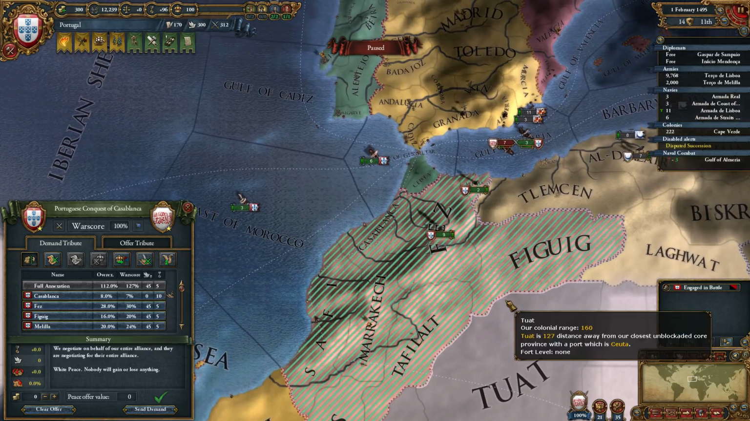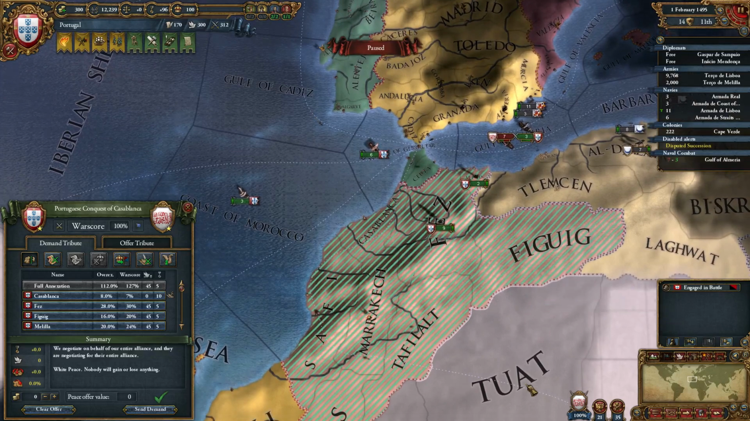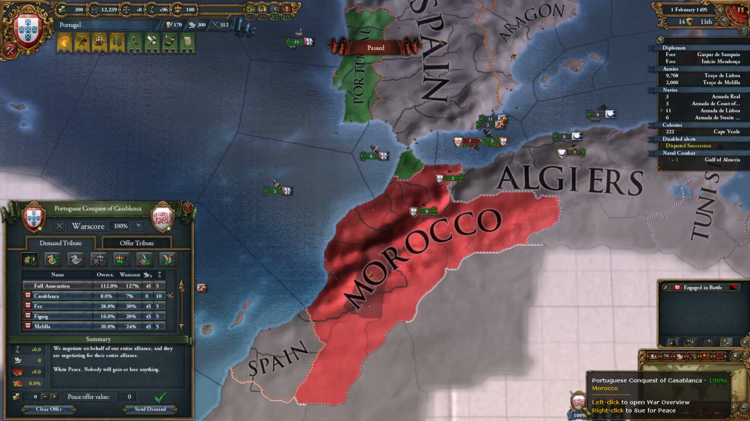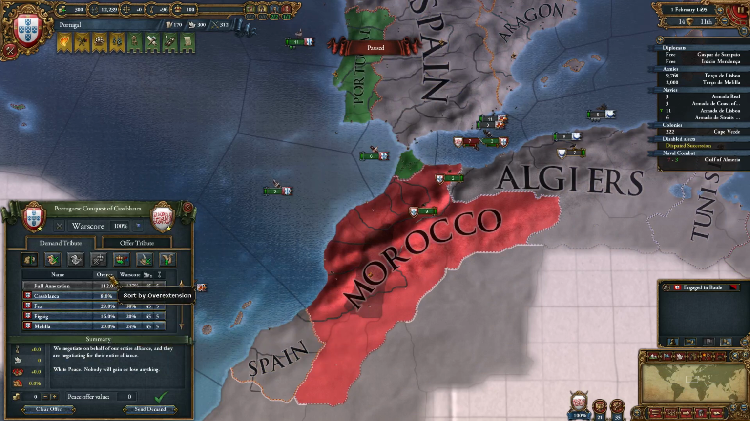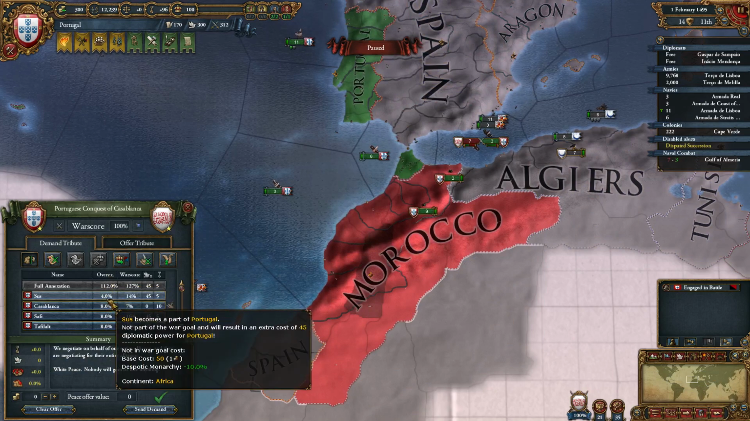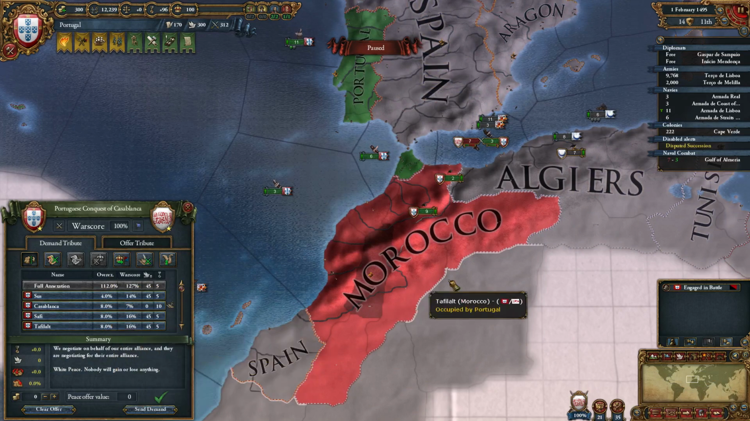Let's talk about overextension in EU4. So I've just dominated Morocco in a war. We're at 100% and I want to negotiate their surrender. And this overextension number appears. And you might be wondering, well, how is it calculated? Where does 4% come from? Where does 8% come from?